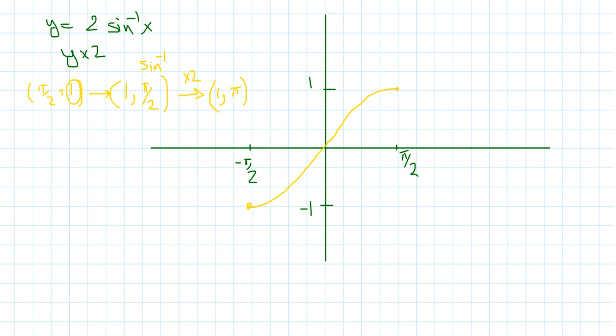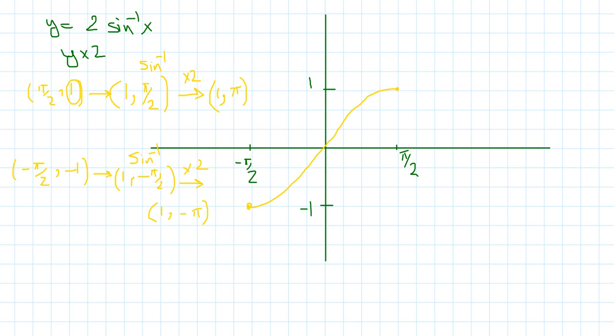And the second point is 1, minus pi over 2 on the sine graph, and minus 1. Now on sine inverse I have 1 and minus pi over 2. It is on sine inverse. And if I want to change to times 2, the next point will be 1 and minus pi.